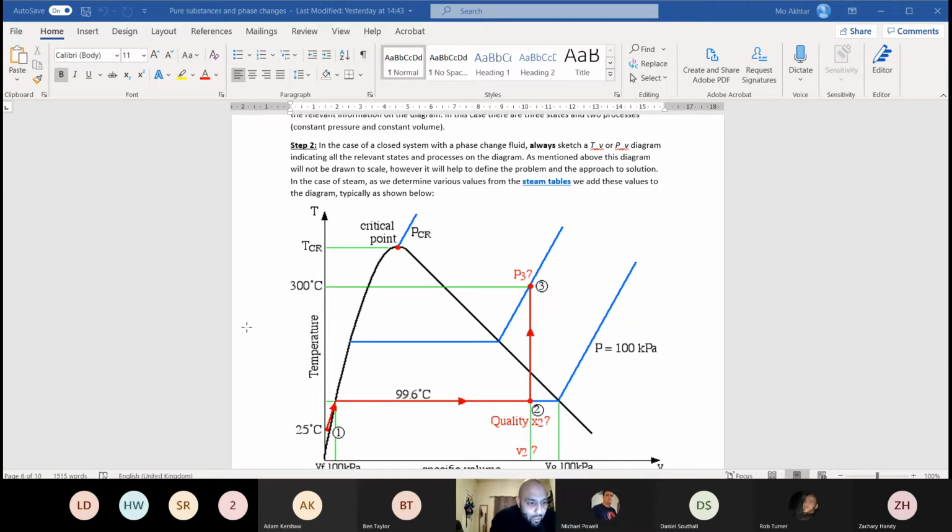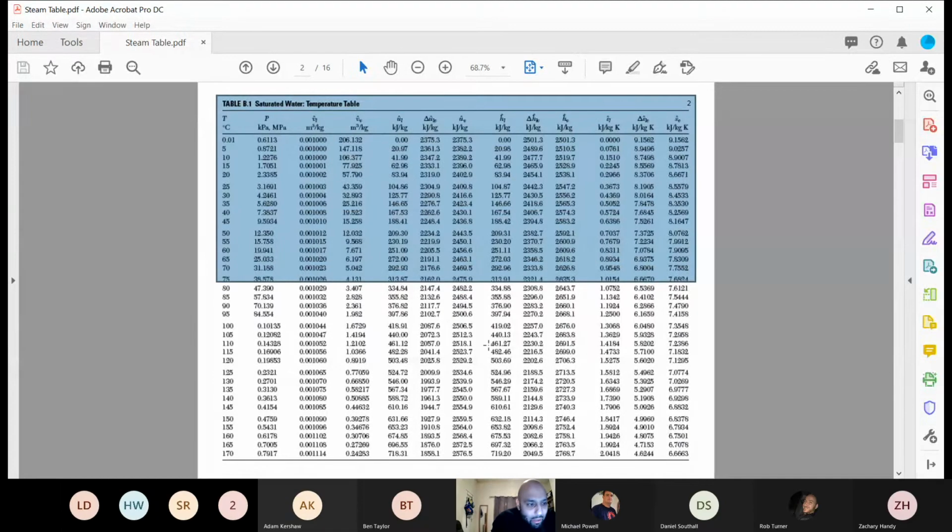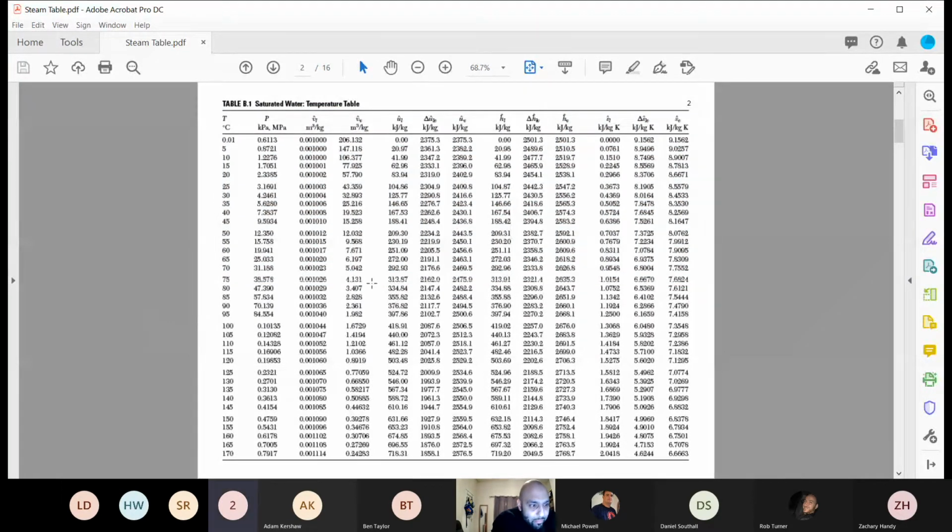Now, we're looking at saturation, which is the boiling temperature here, 100 degrees. Okay, it's there. Can you all see what I'm doing, everyone? Oh no, you can't. Sorry, I do apologize. This is the thing with Teams. It's my fault. Can you see? I'm on Steam Tables. Okay. So what we're doing is this.